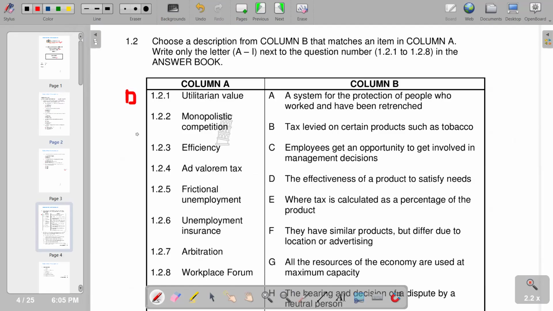Then 1.2.2, monopolistic competition. Remember, monopolistic competition is an imperfect market structure whereby we've got many firms that are operating in that market structure, which are selling differentiated products. So we have our explanations to see which one matches that. We have got F, they have similar products but differ due to location or advertising that makes them differentiated. So we have F as the correct response.